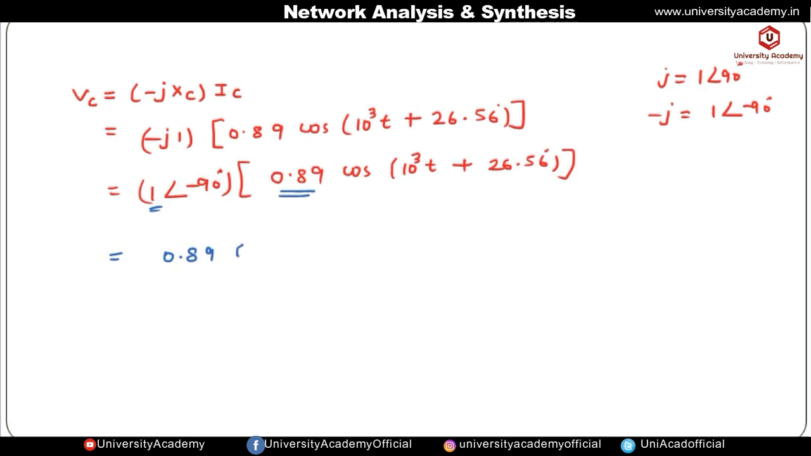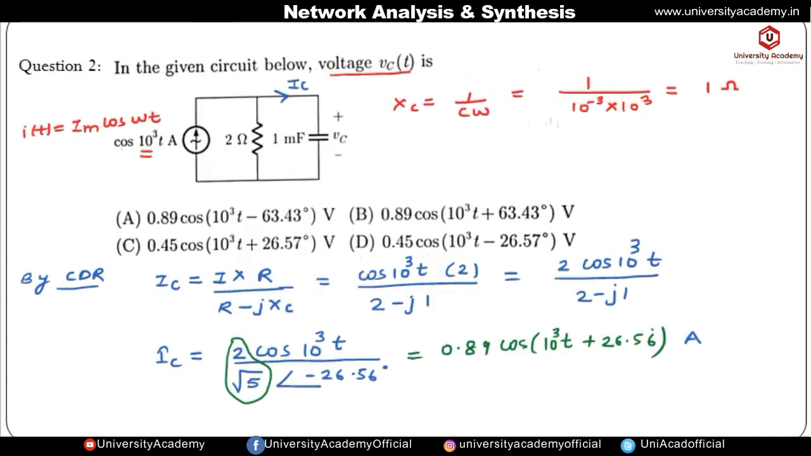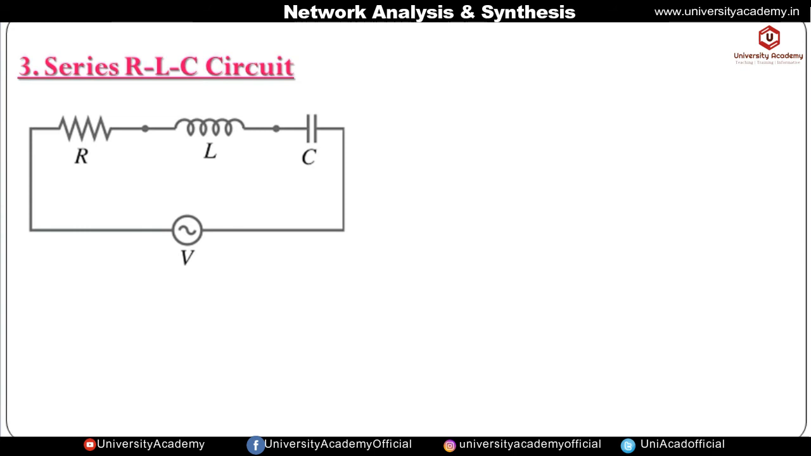And the angle will get added. So it will be equal to cos of 10 to the power 3 into t, and minus 90 plus 26.56, which is equal to minus 63.43 degree. So this is the voltage across the capacitance. This is 0.89 cos of 10 to the power 3 t minus 63.43, that is option A is correct. Now let us see the analysis of series RLC circuit.